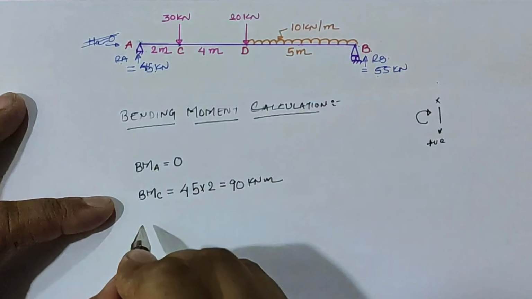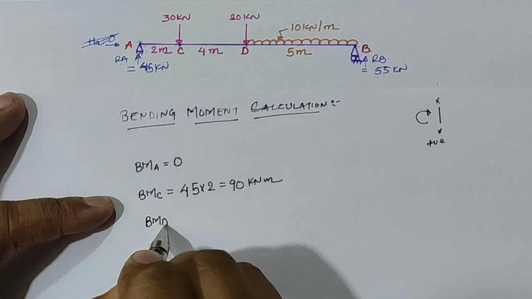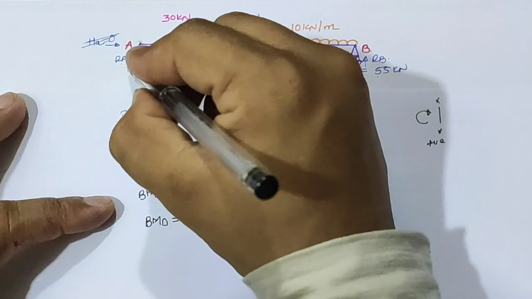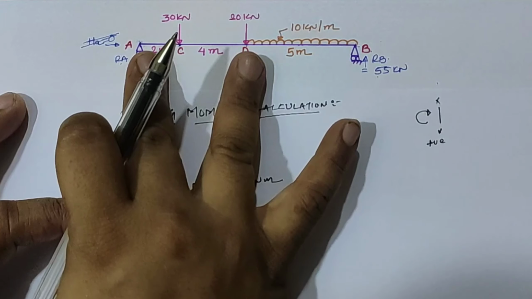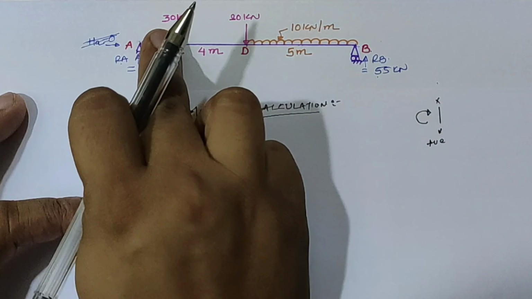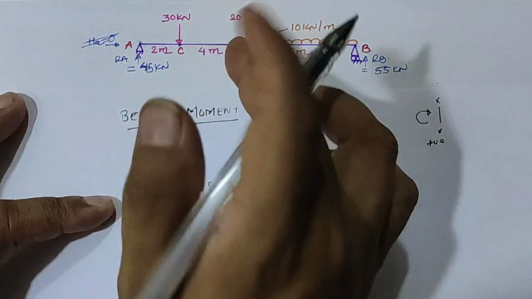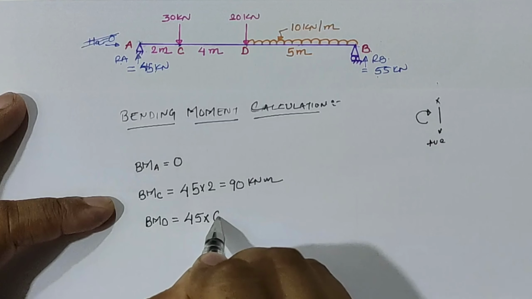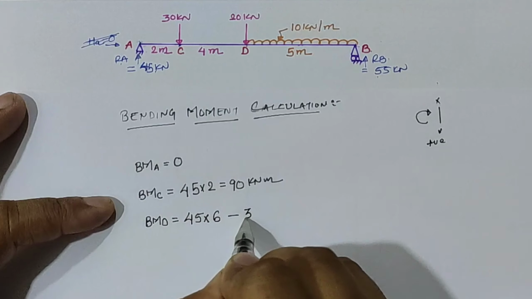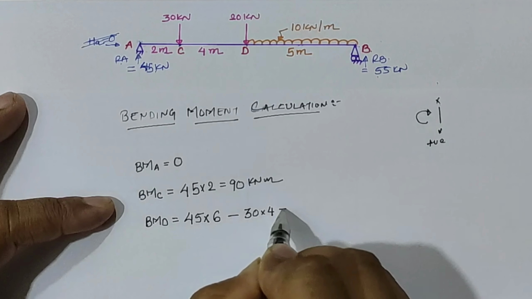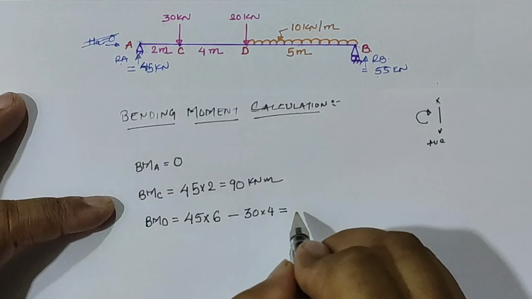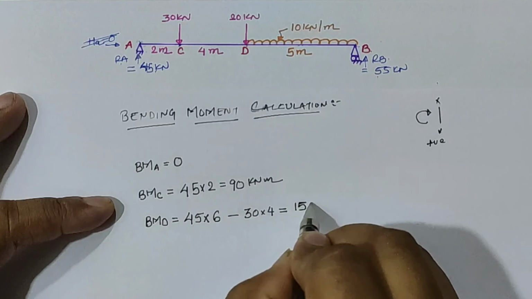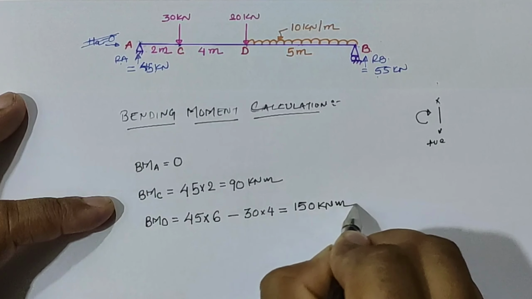Now at point D, our value is 45 into total distance 6, which is clockwise, and 30 into total distance 4 as an anticlockwise moment. Hence our value is 45 into 6 positive and 30 into 4 negative due to the anticlockwise moment, and our value is 150 kilonewton meter.